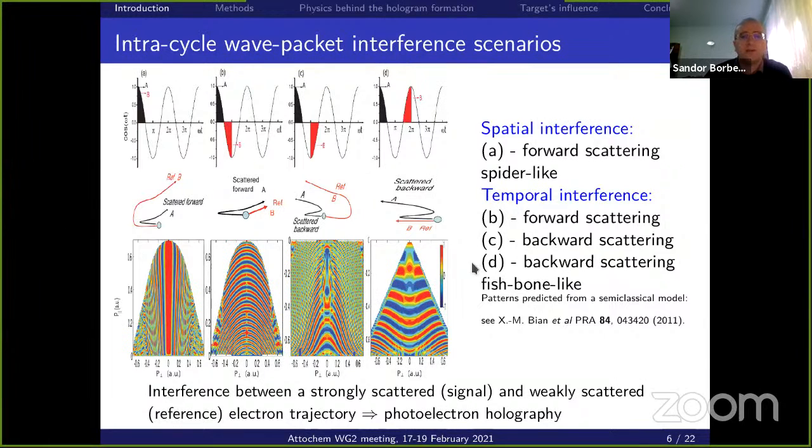If you take a look at this schematic picture of these interference scenarios, you see that in all cases you will have an interference between strongly scattered and weakly or not scattered wave packets. This can be interpreted as holography, since the strongly scattered wave packet can be considered as the signal wave, while the weakly scattered or not scattered wave packet can be considered as the reference wave.